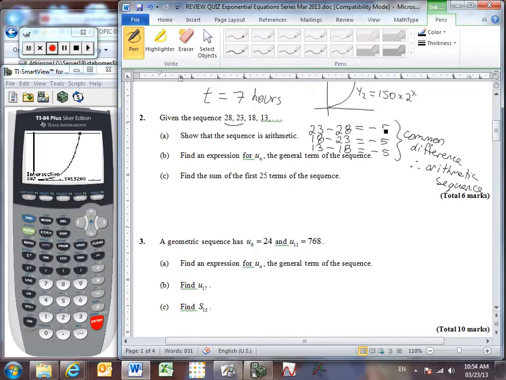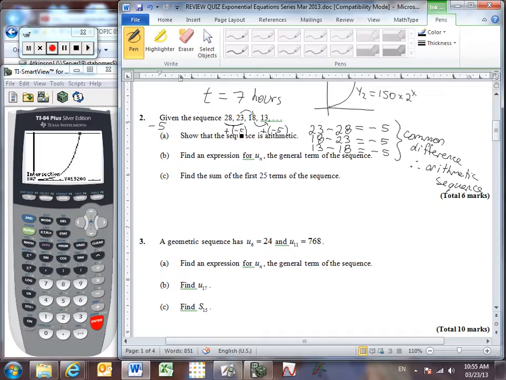And you might notice that this difference of negative 5 can be seen. What did I do to go from 28 to 23? I added negative 5. From 23 to 18, again, 18 to 13, I added negative 5. You might think of it as simply subtracting 5, but I think it's easier to think of it as plus the negative value. It's a negative difference that we're adding. Anyway, part B, an expression for un, the general term of the sequence.